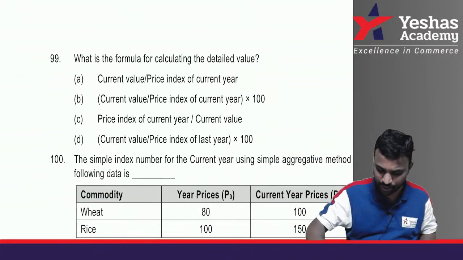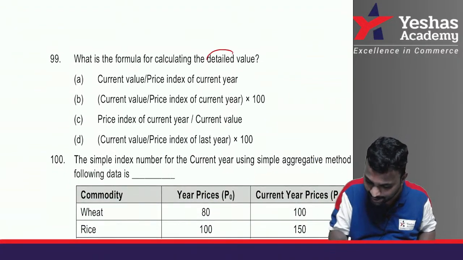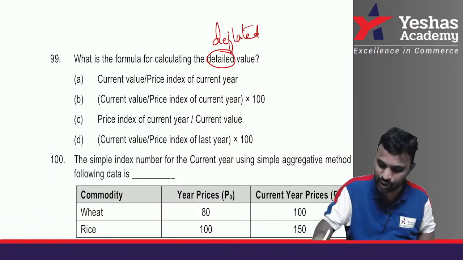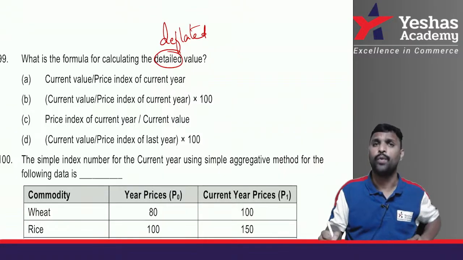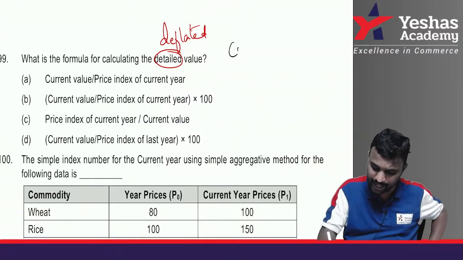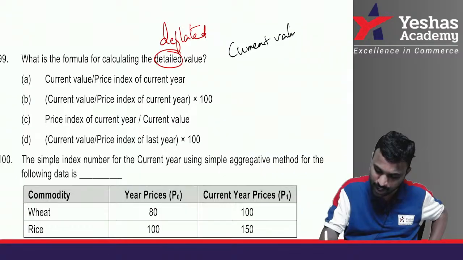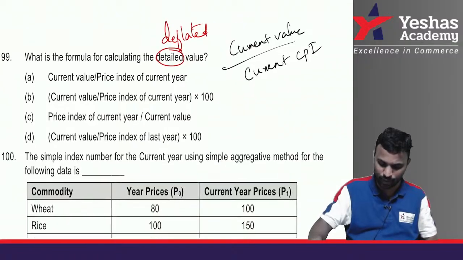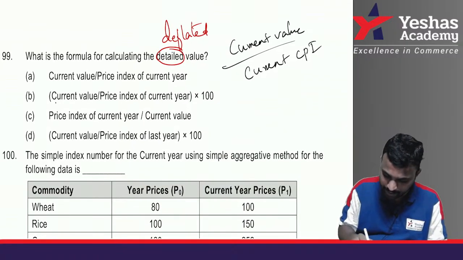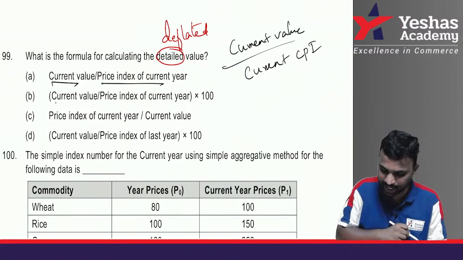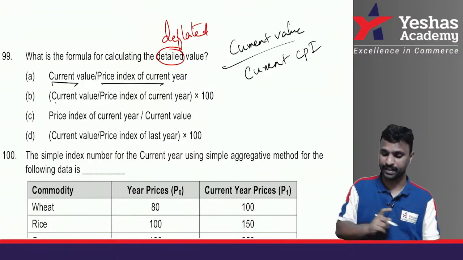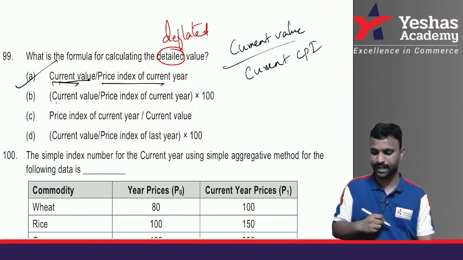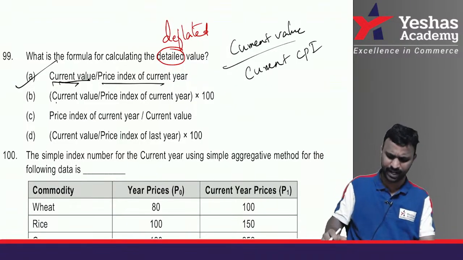Question number 99. What is the formula for calculating? It's not detailed value, it's a deflated value. Most commonly asked question in the exam, repeatedly asked question. What is deflated value? Current value by current year CPI. Current value upon current CPI, or current price index. So what's the right answer? Current value by price index of the current year. They should not be into 100 because it's just a value. So option A is the right answer. Current value divided by price index of the current year, or CPI of the current year, one and the same.